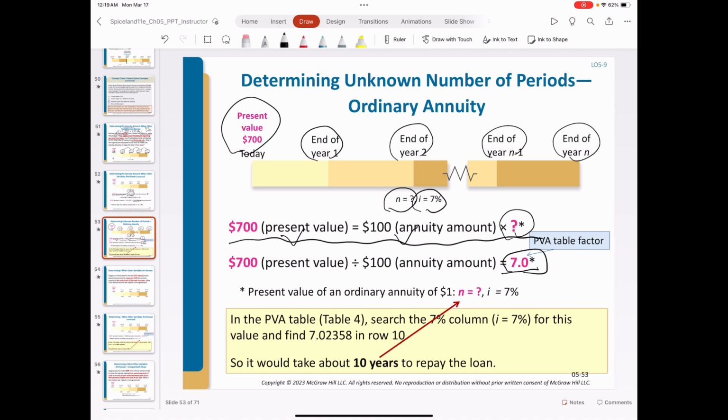You can locate this number, which is close to 7, in row 10, which indicates N equals 10. That means there are 10 periods. The interval of each payment is every year. So N equals 10 means 10 years.